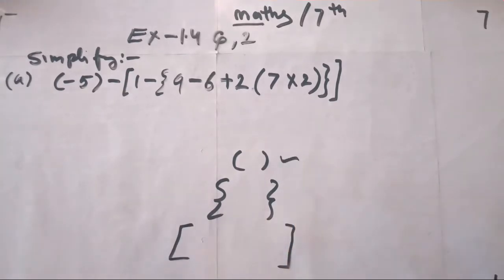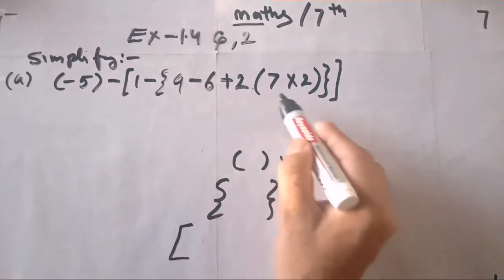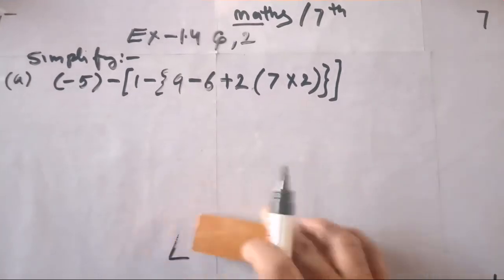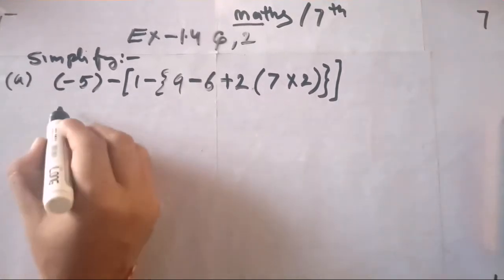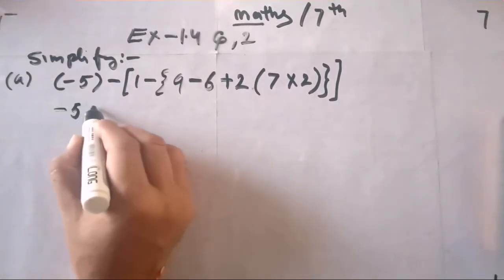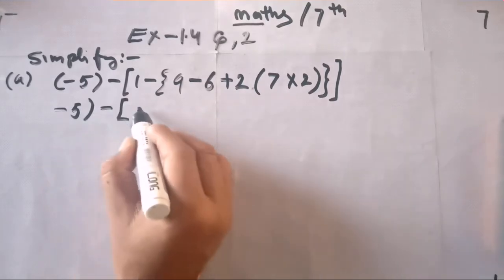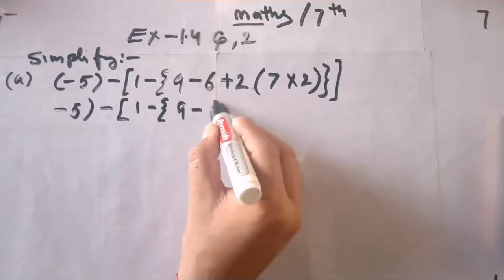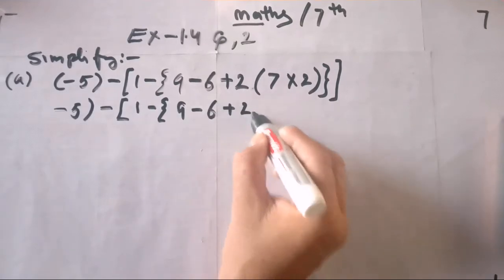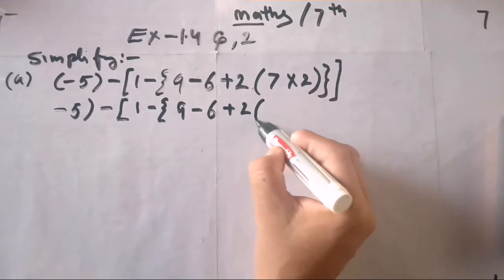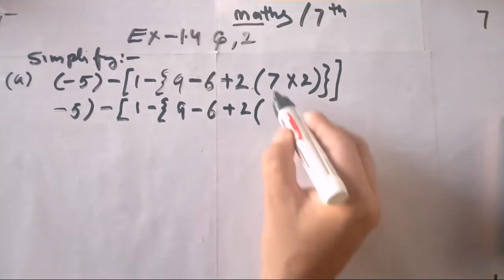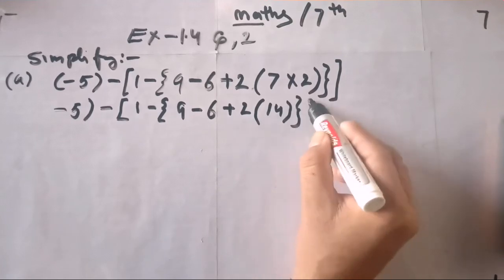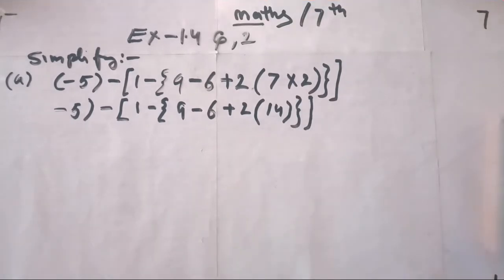So first I am solving this bracket. So this bracket only here. All the other parts of your question remain as they are. So this is minus 5 minus square bracket begin 1 minus curly bracket 9 minus 6 plus 2. Beta, no need to take a shortcut. 7 into 2 is 14, bracket close, curly bracket close and then square bracket close.